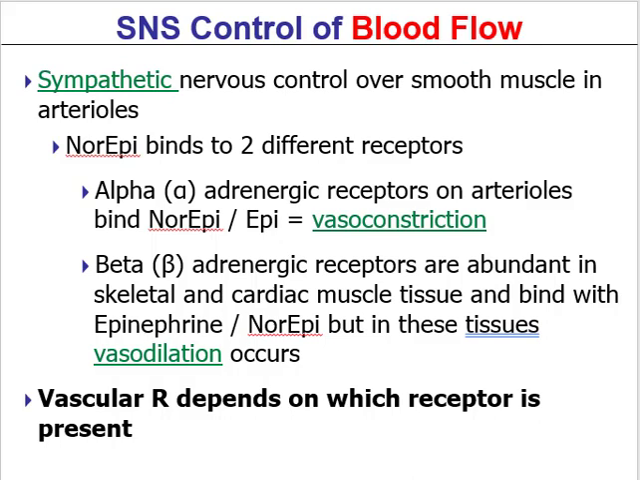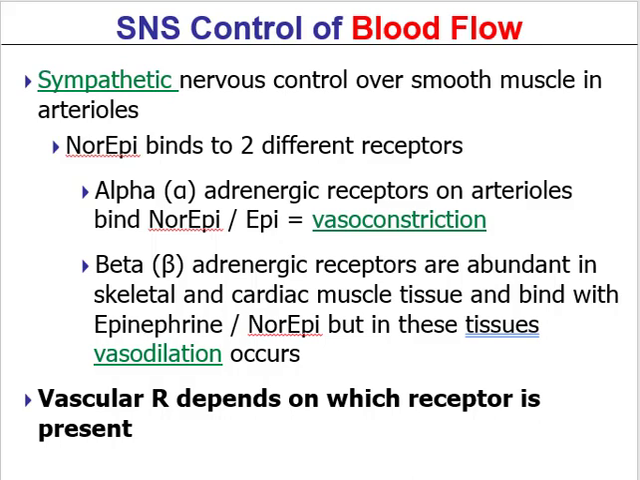When epinephrine or adrenaline binds to the alpha adrenergic receptors on arterioles, that will cause vasoconstriction. However, tissues that express the beta version of this receptor, usually in skeletal muscles and cardiac muscles, epinephrine is going to bind. These tissues tend to have a reaction of vasodilation. So you can see why tissue-specific presentation of these different receptors allows for kind of a calculated effect.